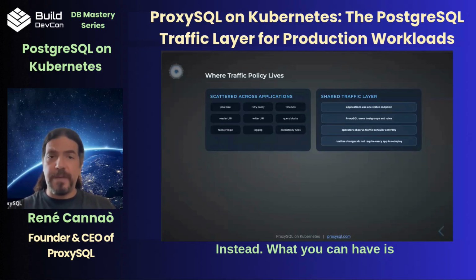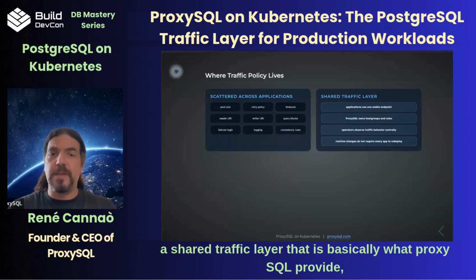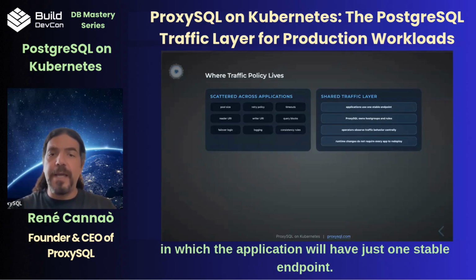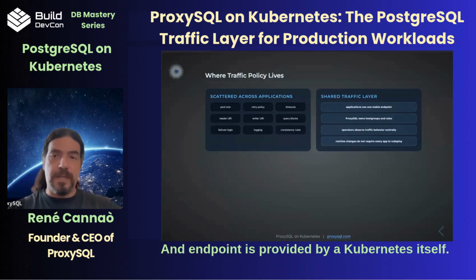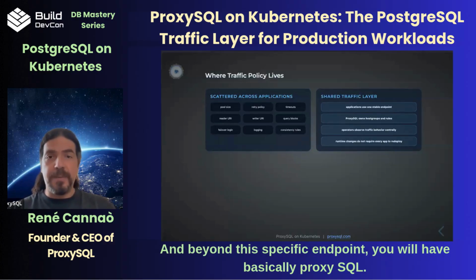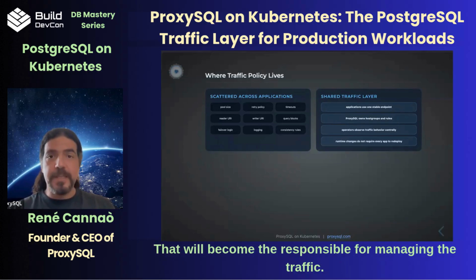Instead, what you can have is a shared traffic layer, which is basically what ProxySQL provides, in which the application will have just one stable endpoint, and the endpoint is provided by Kubernetes itself. Beyond this specific endpoint, you will have ProxySQL, which becomes responsible for managing the traffic.